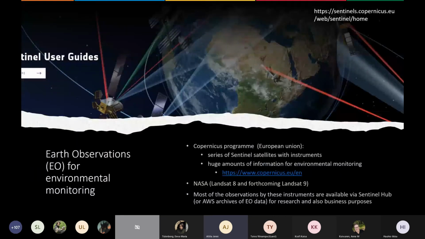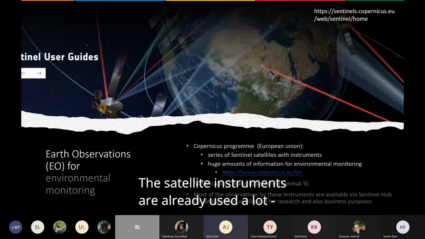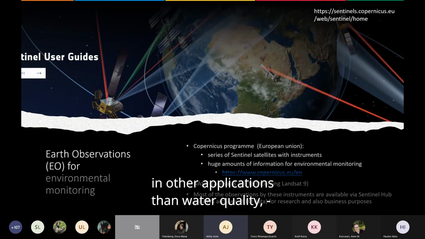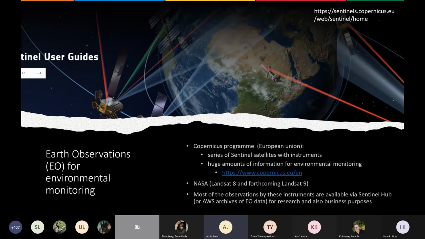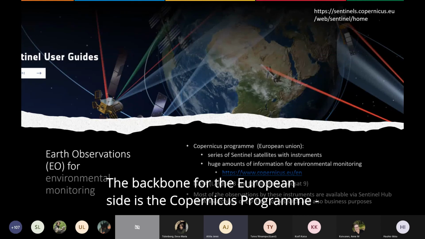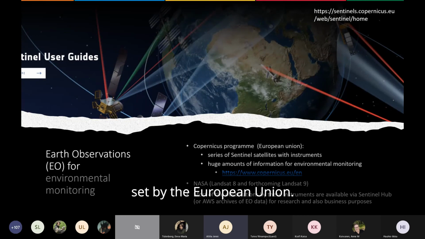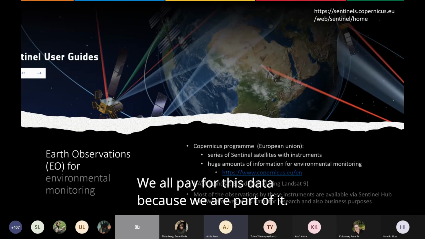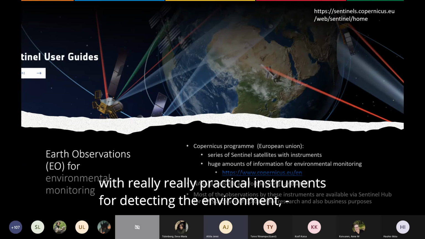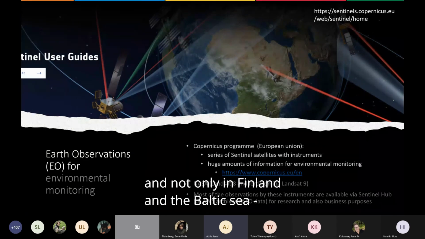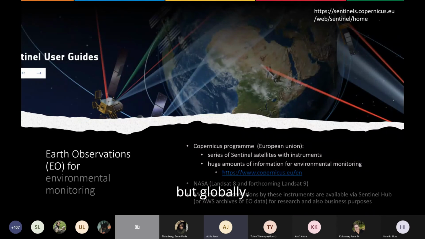estimation. Well, the satellite instruments, they are already used a lot in other applications also than water quality, which I'm talking about today for environmental monitoring. And the backbone for the European side is the Copernicus program set by the European Union, and we all pay for this data because we are part of it. It sets a series of Sentinel satellites with really practical instruments for detecting the environment, and not only in Finland and in the Baltic Sea, but in global means.